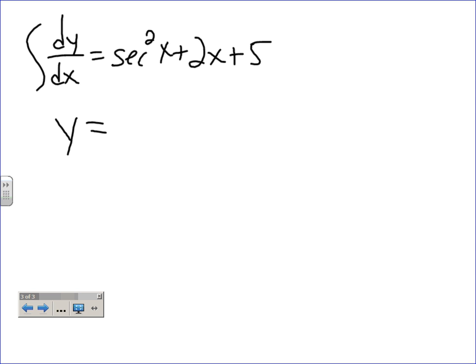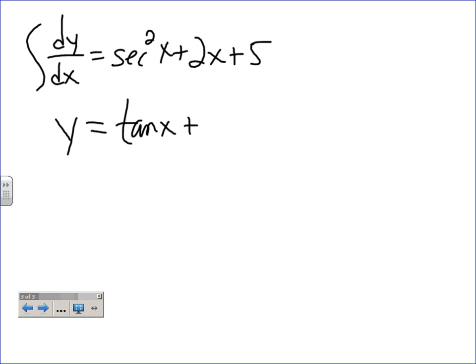Okay. Now, some of these are easy. Now, secant squared, that's not one I expect you to know right off the top of your head, but you do have a sheet of paper that has that for you. Just tangent, yep. Now, how come I didn't have to do substitution on that one? Because the angle is just x. No need for substitution there.